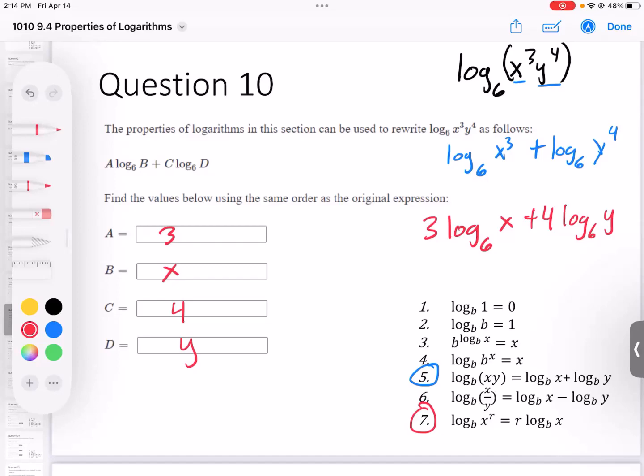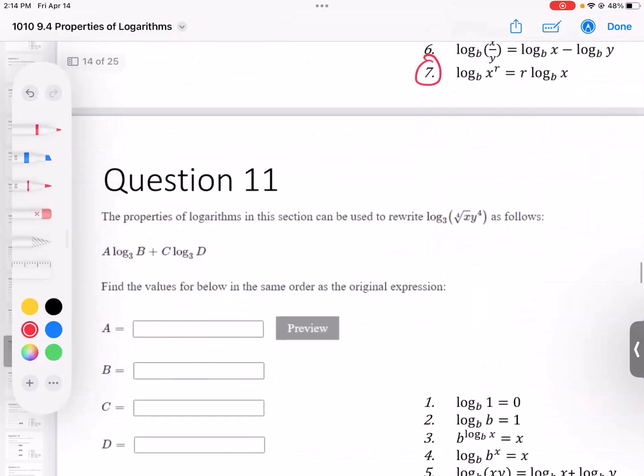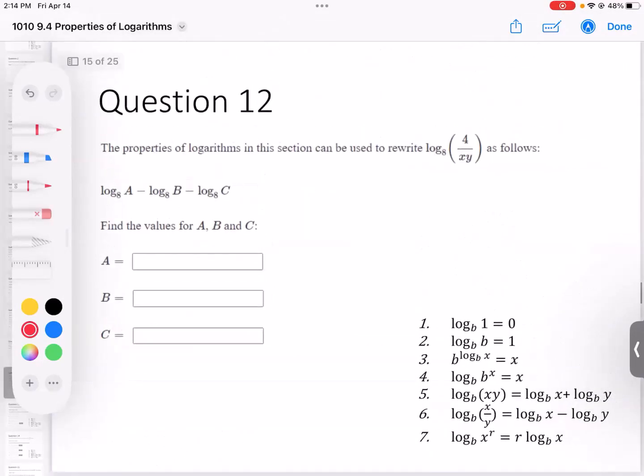Okay, so let's do another example. Let's do question 12. On question 12, we have log base 8 of 4 over x times y. Do you guys feel like you're ready to try one on your own, or do you want to go through this one together? Give me thumbs up if you're good to try it on your own. Thumbs down if you want me to do it right now. Okay, we've got kind of a mix. So how about I give you guys 1 minute to get as far as you can, and then we'll go through it together.